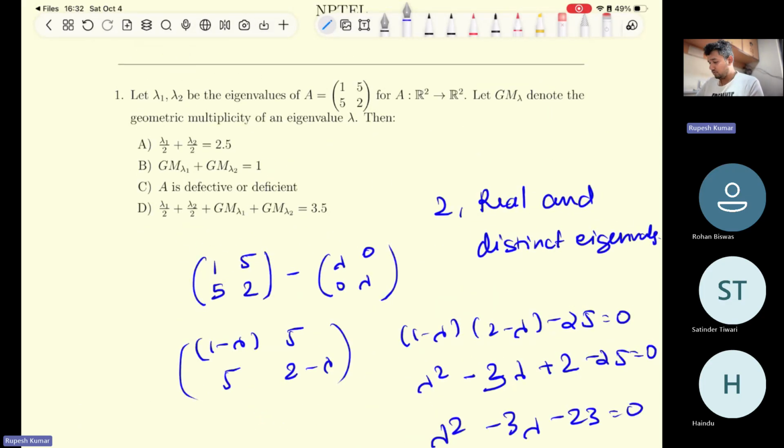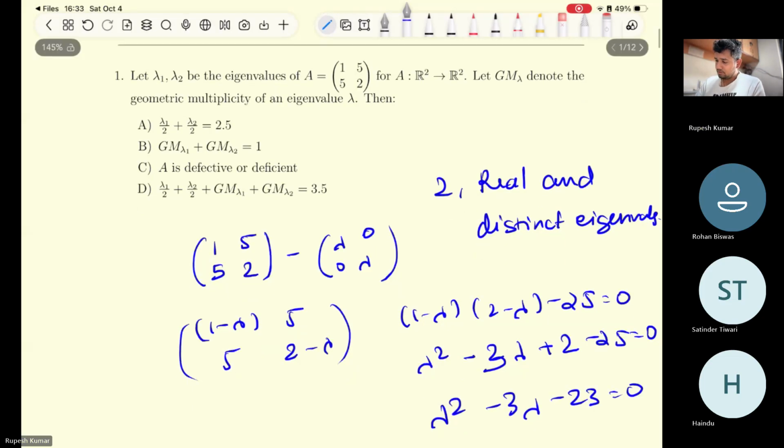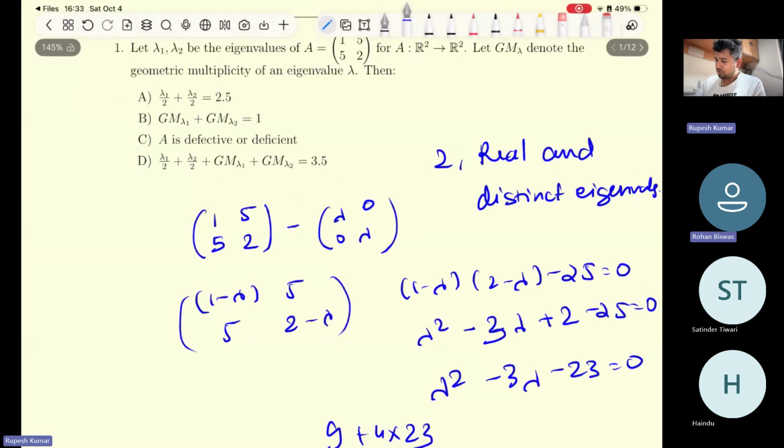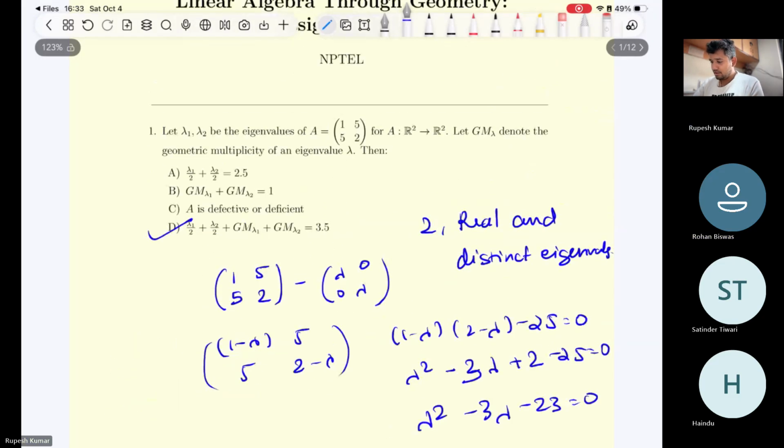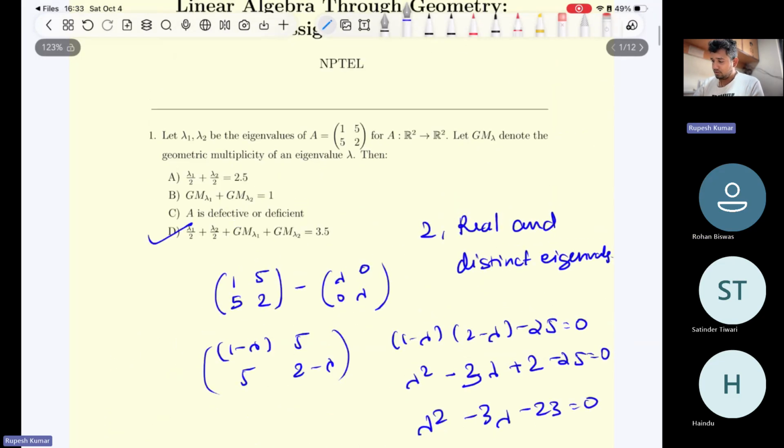Is A defective? No, see the trace and look at the trace, it is wrong. So lambda 1 plus lambda 2 should be 3. The trace option says it is wrong. Option B is also wrong because the geometric multiplicities are 1 each. So option D should be the correct answer. Yeah, 1.5 plus 2 is, ah, 3.5. Fine. So option D is correct.